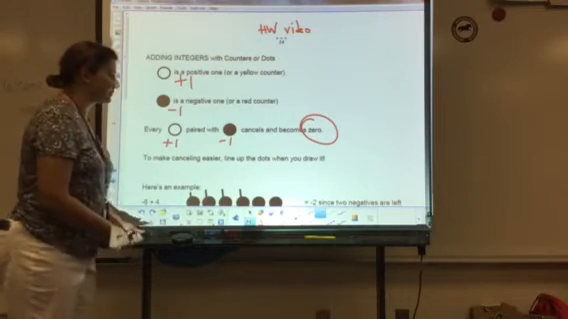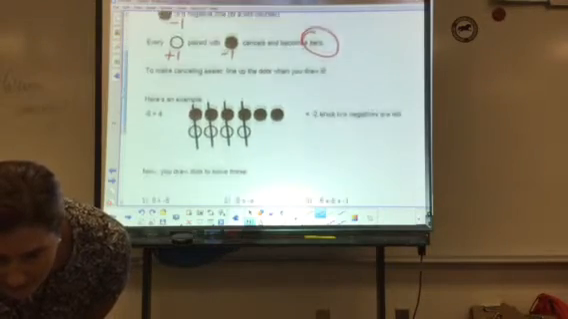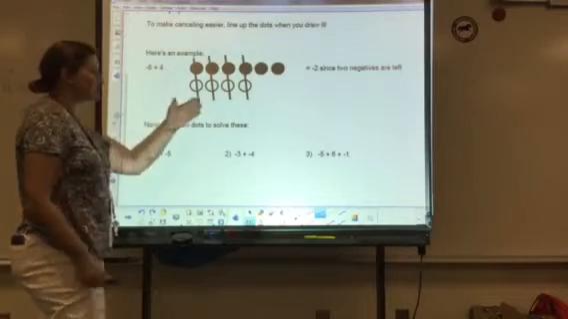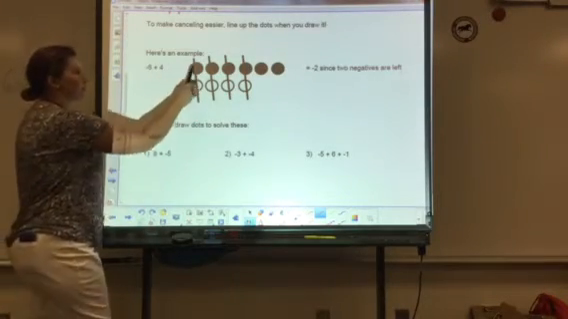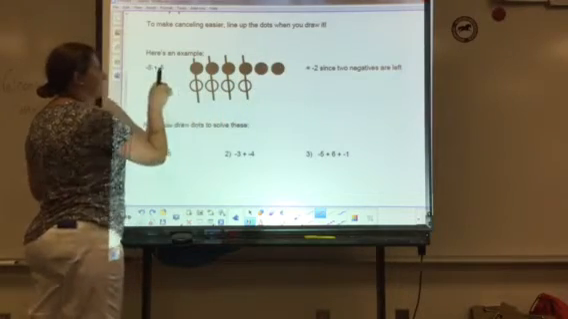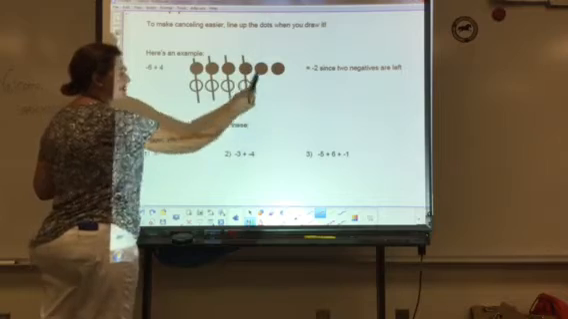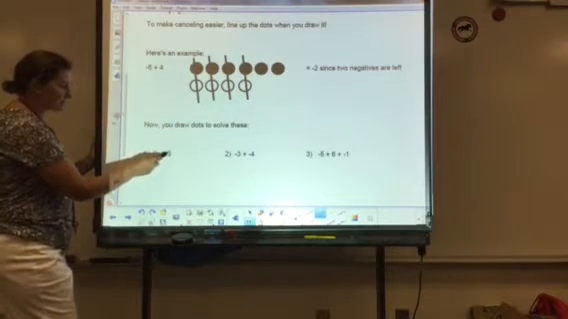So that's the 0. When you are drawing the counters, you want to line them up. Put all of the same kind in a row together and put all of the other same kind in a row together. So watch. -6 plus 4. Here are 6 negatives, 4 positives. Every positive and negative cancels out. That leaves me with 2 negatives. Let's do this one. +8 plus -5.